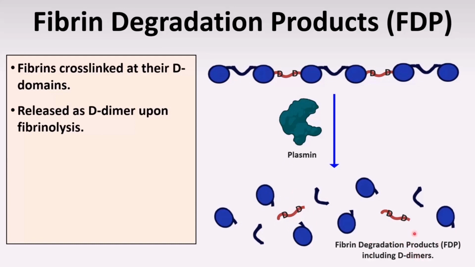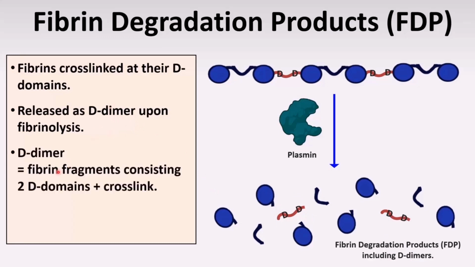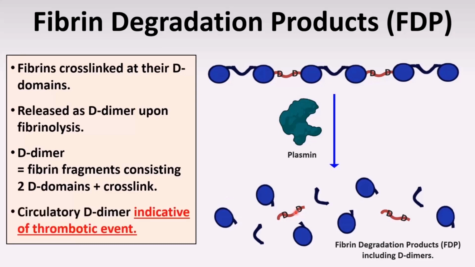So your fibrin degradation products will have all the D dimers in them. And why are these D dimers important? These D dimers are essentially fragments of the fibrin that contain the two D domains as well as the cross-link that links them together. And D dimers are important because they serve as an indicator of a thrombotic event. What this means is this.